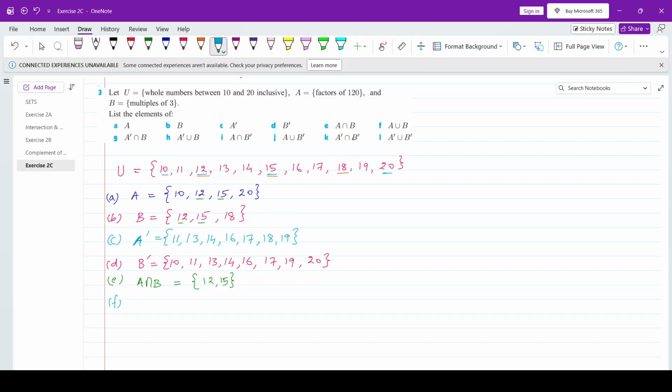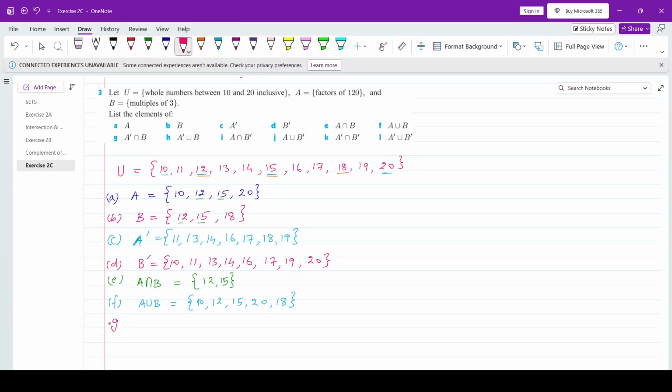F is A union B. A union B is a set of all elements of A and B. So what is A? 10, 12, 15, 20, and from B we already have 12, we already have 15, 18 is remaining. So this is A union B.